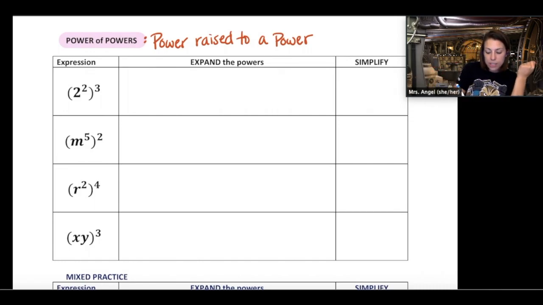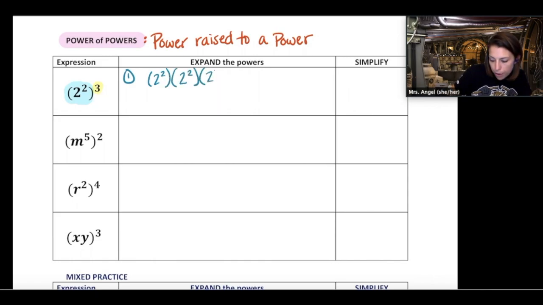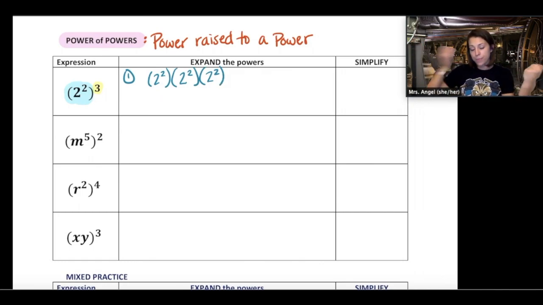I'm looking at it just as something to the power of 3. So I'm going to start by expanding just the power of 3. Let me show you what I mean. This will be done in 2 steps. Step 1, I'm going to take my 2 to the power of 2 and multiply that by itself 3 times. So that would be 2 to the power of 2 times 2 to the power of 2 times 2 to the power of 2. So notice now I've gotten rid of that power of 3.